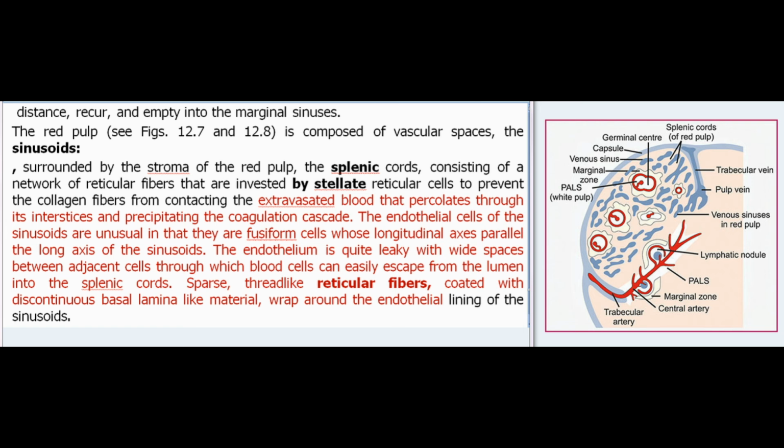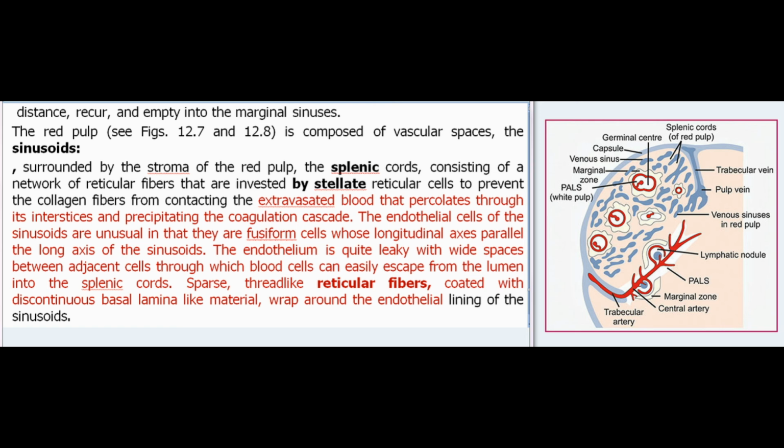The red pulp, see Figs 12.7 and 12.8, is composed of vascular spaces, the sinusoids, surrounded by the stroma of the red pulp, the splenic cords, consisting of a network of reticular fibers that are invested by stellate reticular cells to prevent the collagen fibers from contacting the extravasated blood that percolates through its interstices and precipitating the coagulation cascade. The endothelial cells of the sinusoids are unusual in that they are fusiform cells whose longitudinal axes parallel the long axis of the sinusoids.